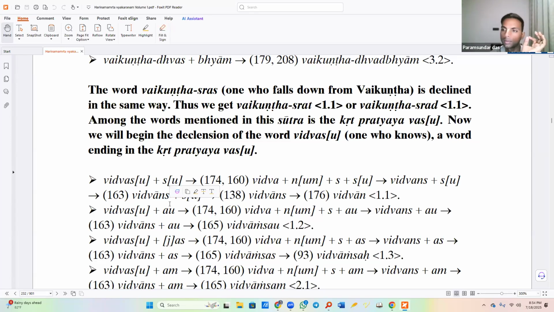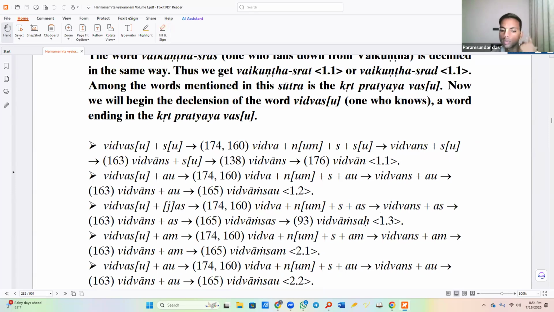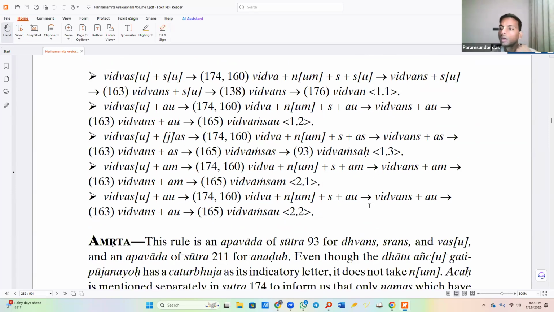Na and Sa. So Su is deleted and then Satsangantasya Haro Vishnu Padante. The last letter of a Satsanga is deleted. So we get Vidwan. So this is how we get Vidwan from Vidvasu. Okay. Then Vidvangso, Vidvangsaha, Vidvangsam, Vidvangso.